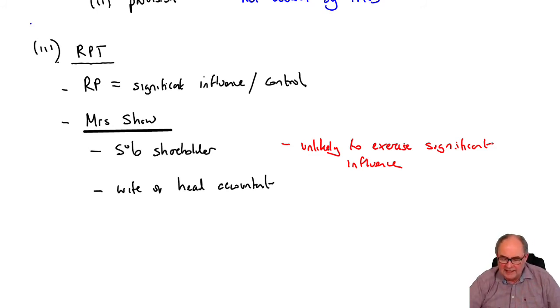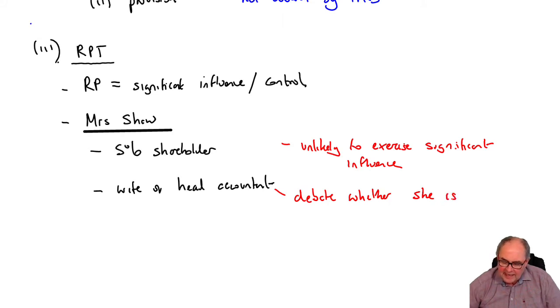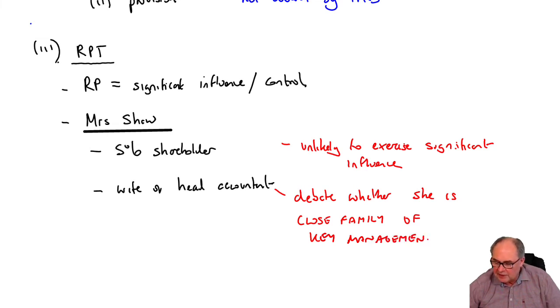Well, wife of head accountant, it's perhaps a bit more debatable. So I'm going to leave that a bit open. So debate whether she is, again, close family. That's the word in the standard, isn't it, of key management. It's only 3 marks and you need to reach some conclusion. I think in the answer they suggest that her husband is head accountant but not a director, so therefore not key management. Well, it's a possibility, so you could probably come off the fence either way there.